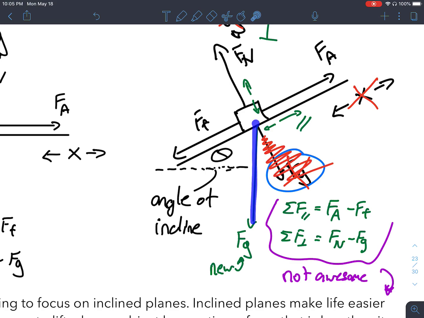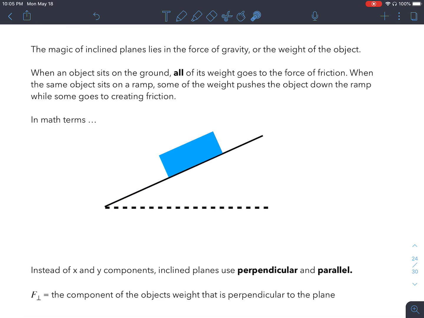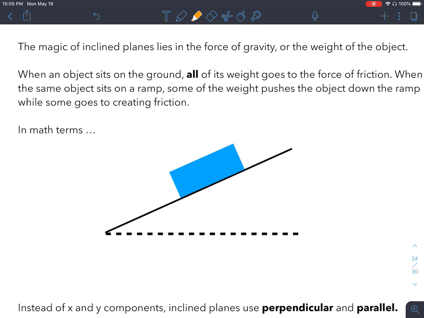So we need a way to figure out, well, what does this force of gravity actually do? So let's look a little bit closer at that. Now on this next page, really, the entire magic of inclined planes is the fact that the force of gravity, when you're sitting on the ground, all of its weight goes into friction. Everything is going right into the ground.